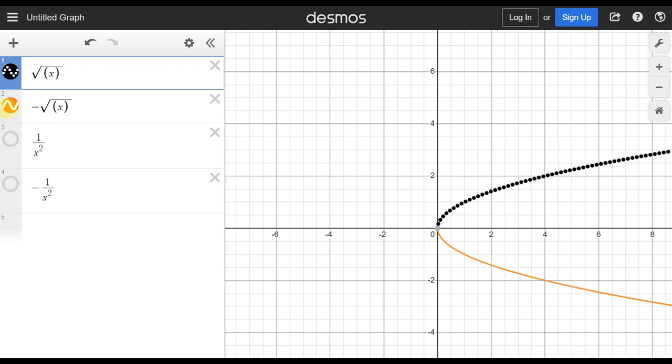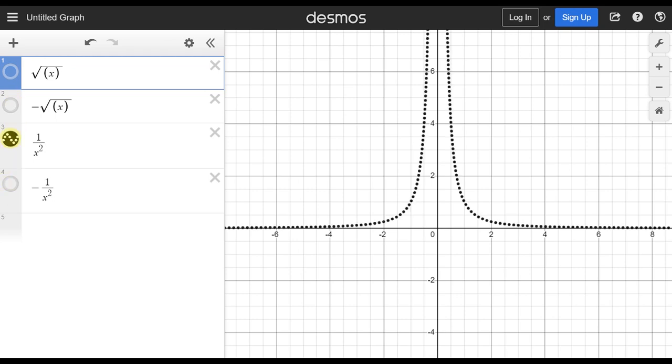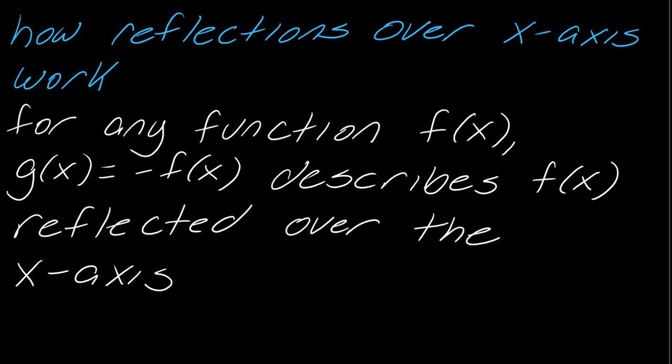So if I wanted to compare this idea to some other function that maybe we don't know, like 1 over x squared, if I put a negative in front of that, look what happens. It flips the whole thing over the x-axis. So once again, this is part of that code in graphs. So now we can talk about how reflections over the x-axis work.